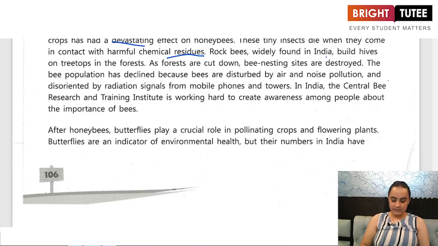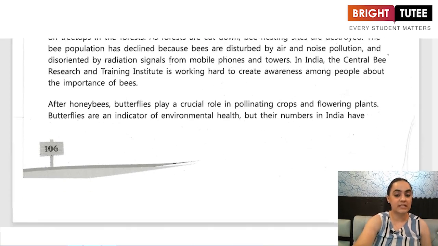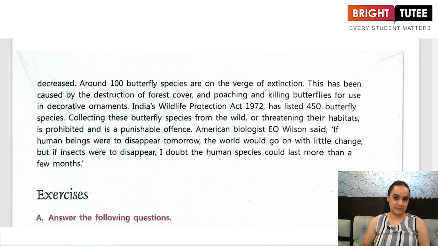After honeybees, butterflies play a crucial role in pollinating crops and flowering plants. Butterflies are an indicator of environmental health, but their numbers in India have decreased. So you see, butterflies are very important in India, but they are gradually becoming extinct. Around 100 butterfly species are on the verge of extinction, on the edge of being extinct.